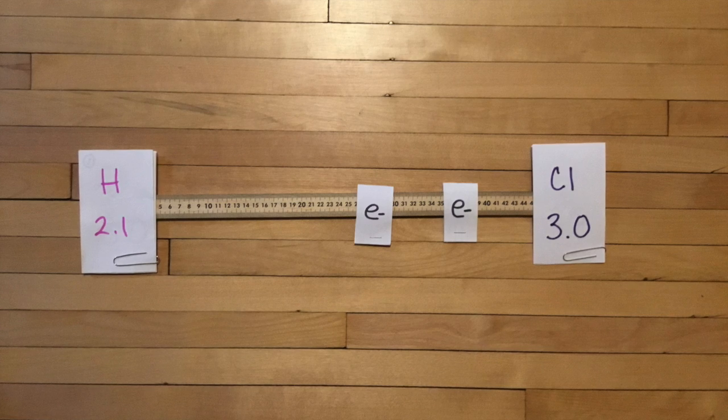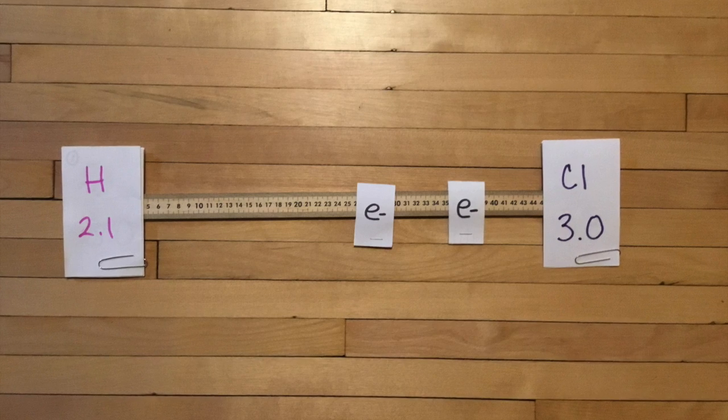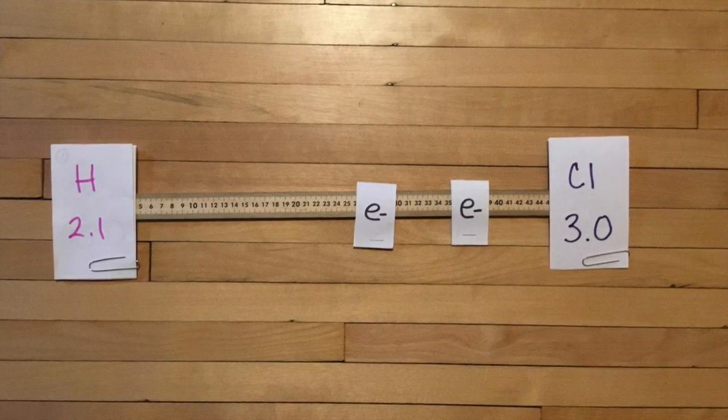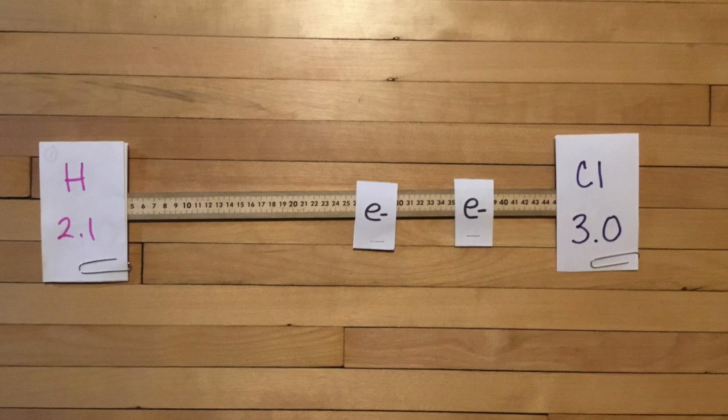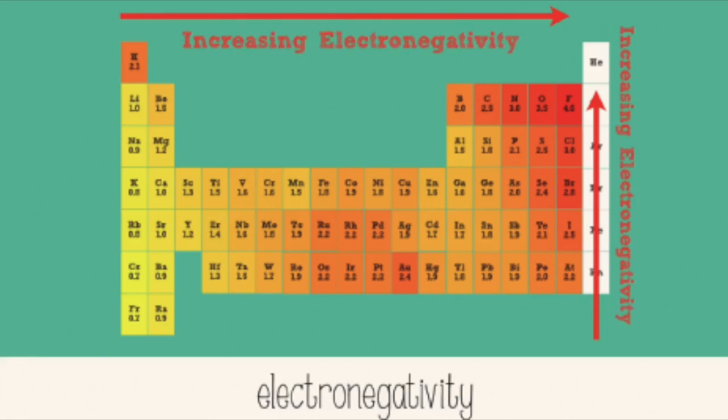In this picture, hydrogen on the left has a lower electronegativity than the chlorine on the right, so the electrons are closer to the chlorine. It's pulling them harder because of its higher electronegativity. So remember, the higher the electronegativity, the stronger an atom can pull electrons.